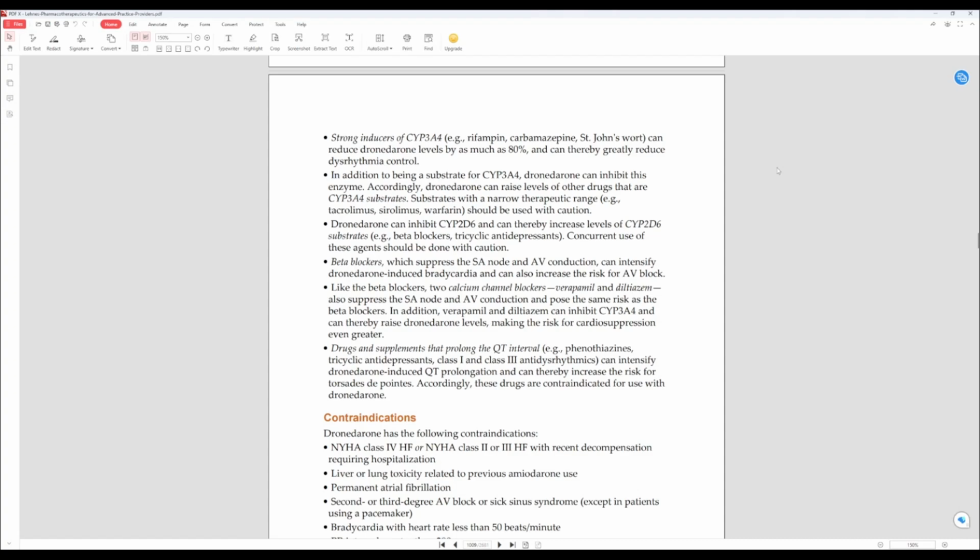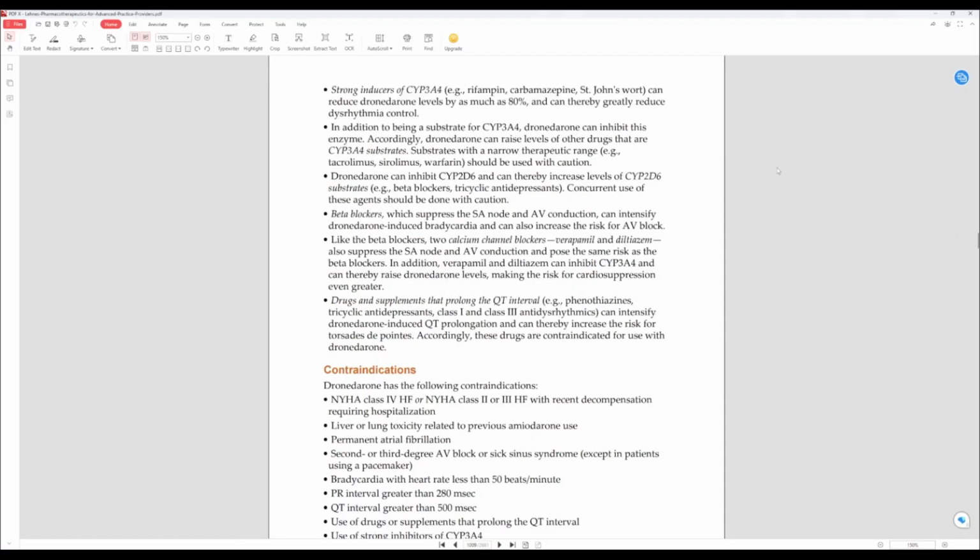In addition to being a substrate of CYP3A4, the medication can inhibit the enzyme. Accordingly, it can raise the levels of other drugs that are CYP3A4 substrates. Substrates with a narrow therapeutic range should be used with caution. Again, because the medicine can also inhibit CYP2D6, it can increase levels of CYP2D6 substrates, and concurrent use of these agents should be done with caution.